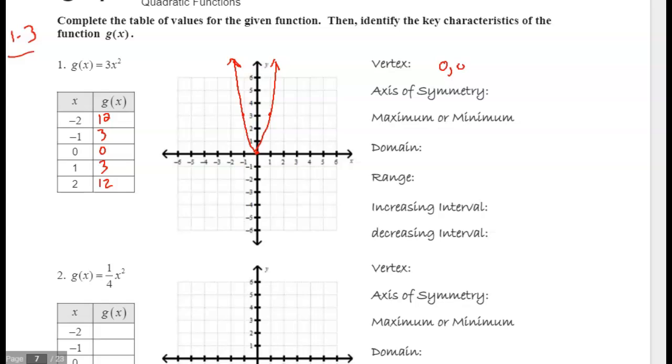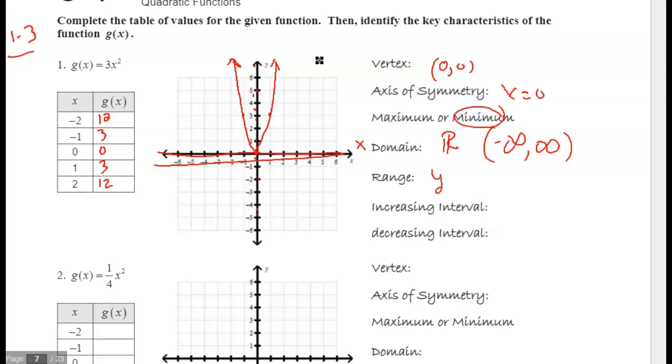So where's my vertex? It says 0, 0. My axis of symmetry is where it can reflect over a line. We have a minimum point. My domain, which is my possible x values, that's these ones here. That's all real numbers, or you can do negative infinity to infinity. Okay, my range is anything, my y value needs to be greater than or equal to 0.